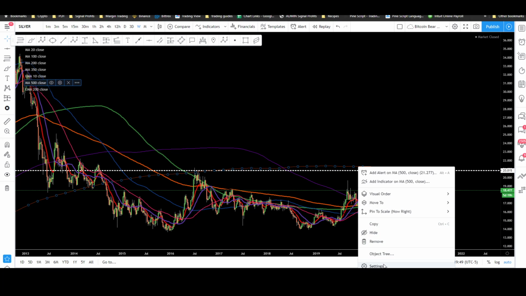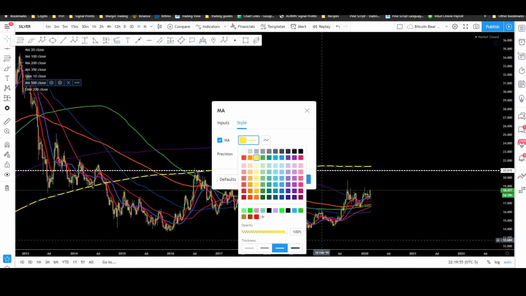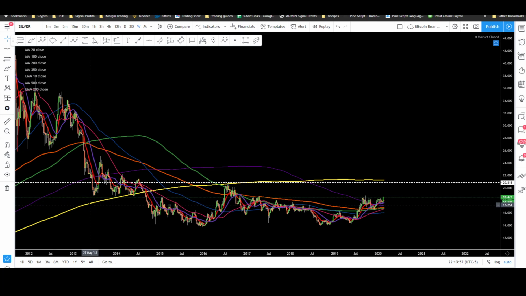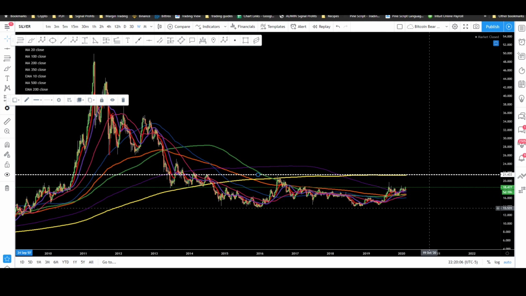I'm going to highlight this for you guys. So this is a lot of confluence. We can see a lot of confluence going on. So I'm going to make this yellow. I'm going to make that really thick. So this is my 500 EMA on the daily chart. And that is right at that same key level. Look at that. So this level, 21.43, that's going to be a bitch to break.